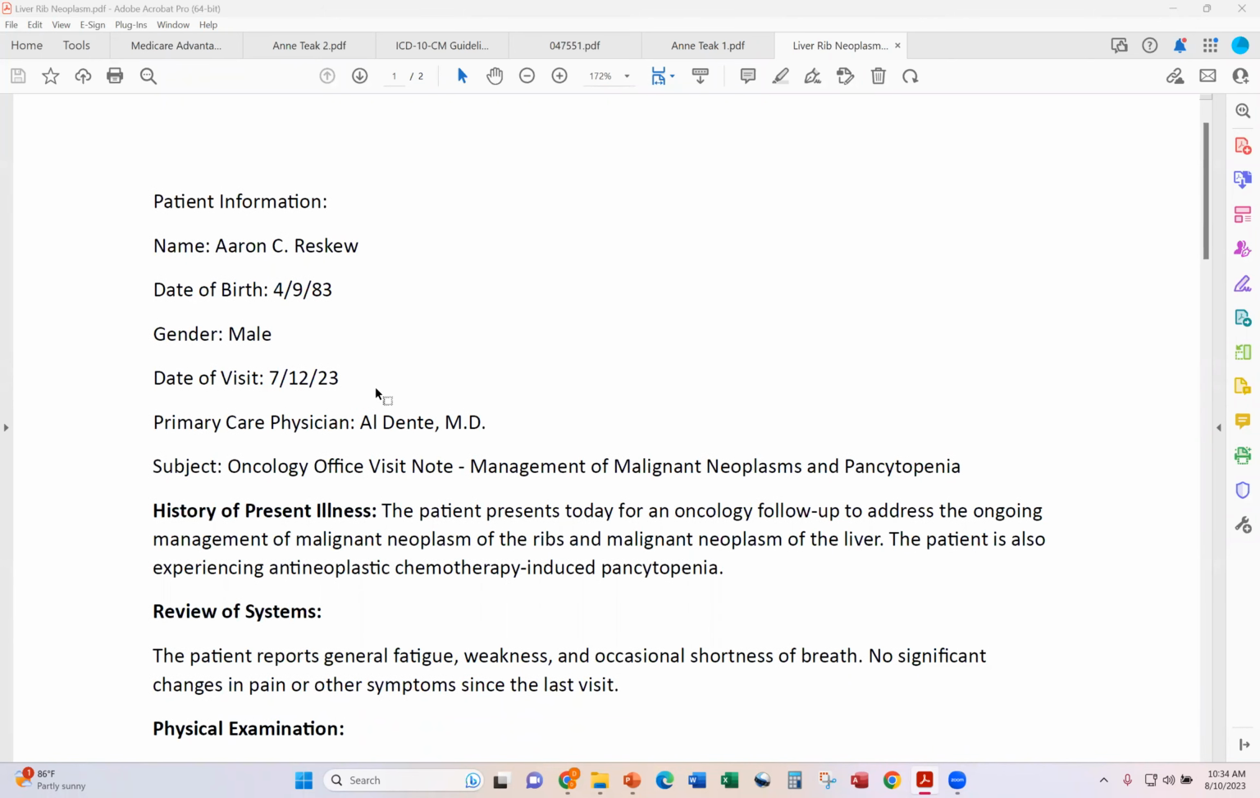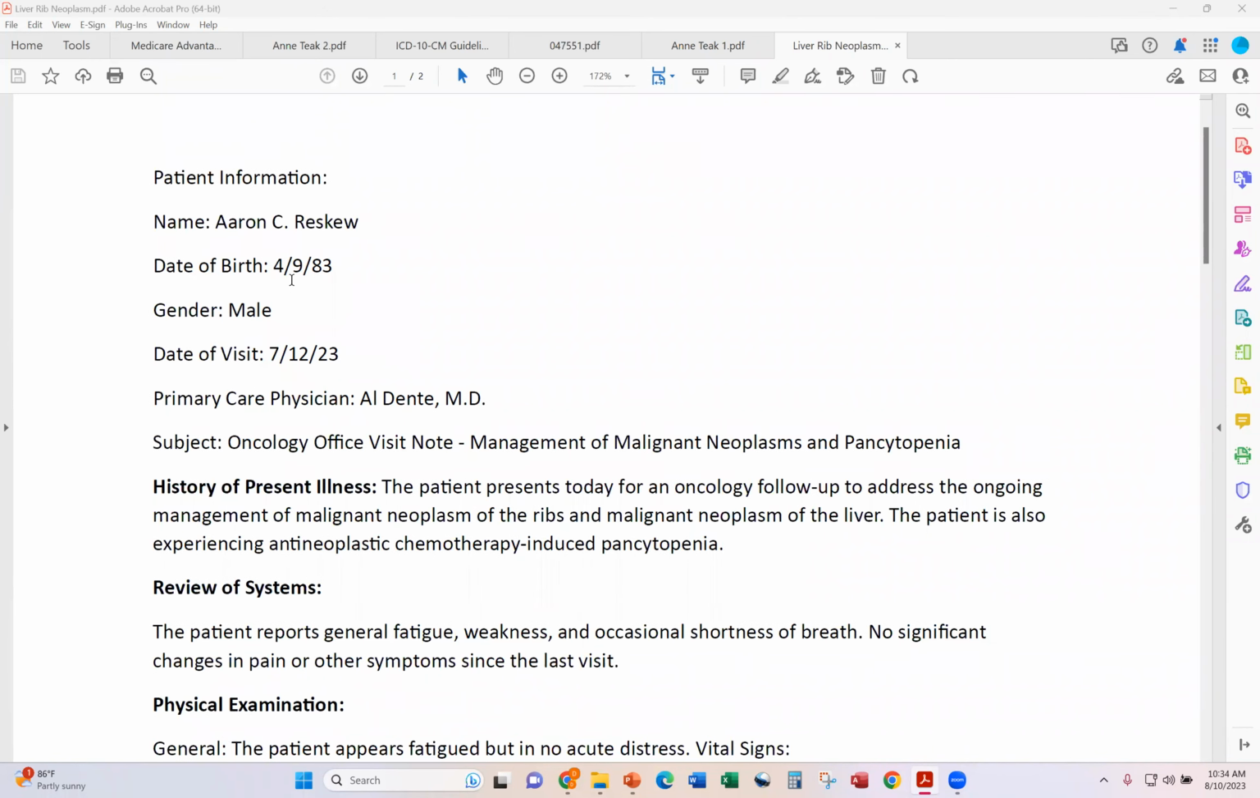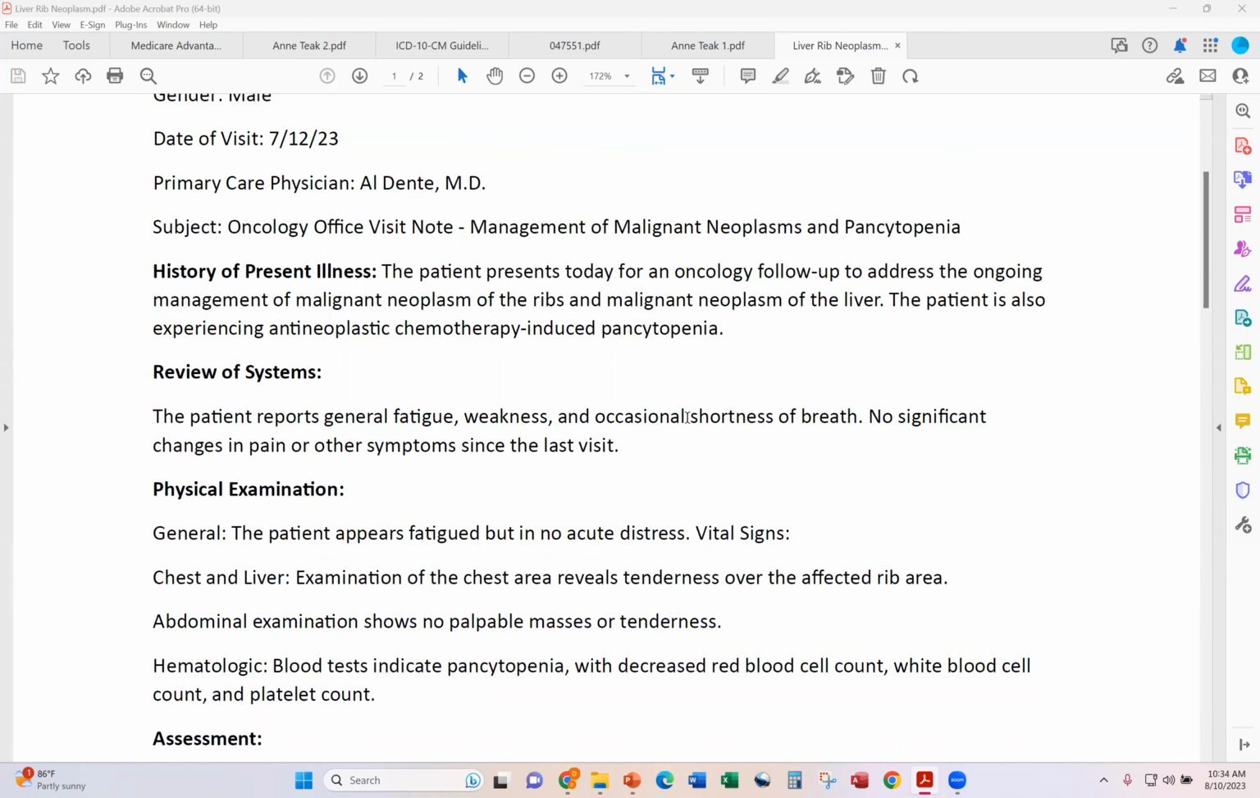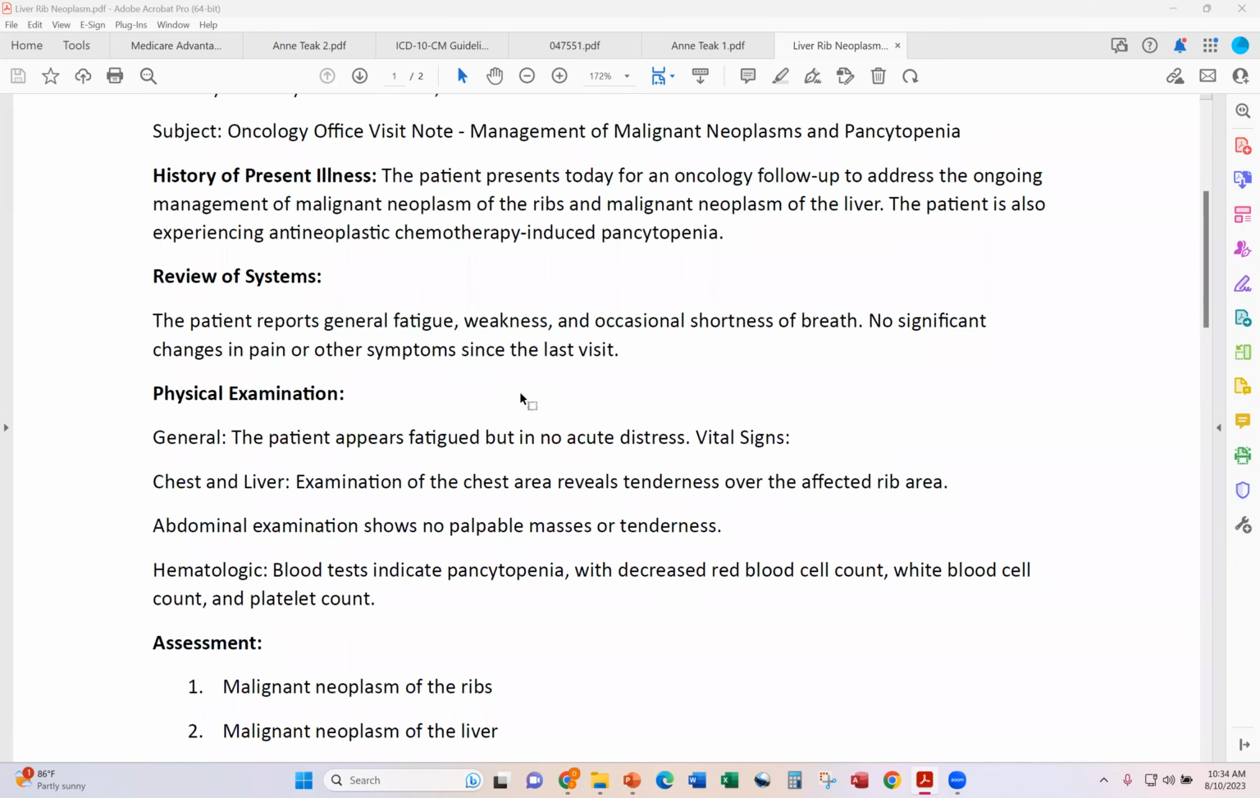Aaron C. Rescue. Date of birth, April 9th, 1983. It's a male. Date of visit, 7/12/23. Primary care physician is Al Dente. History of present illness: a patient presents today for an oncology follow-up to address the ongoing management of the malignant neoplasm of the ribs and malignant neoplasm of the liver. The patient is experiencing anti-neoplastic chemotherapy-induced pancytopenia. The patient reports general fatigue, weakness, and occasional shortness of breath. No pain, no changes in pain or symptoms since the last visit.